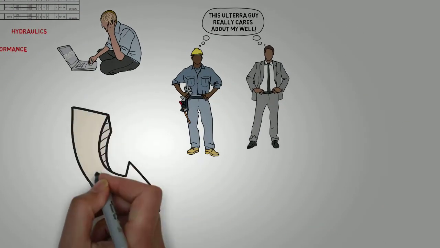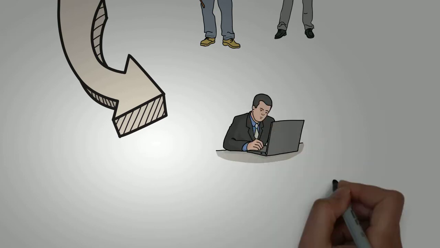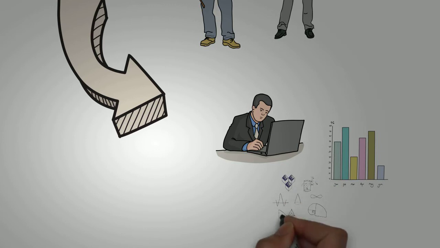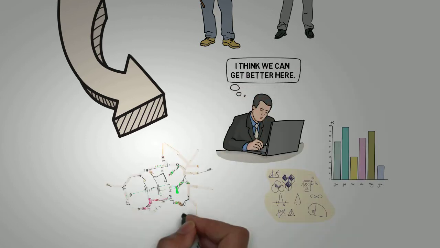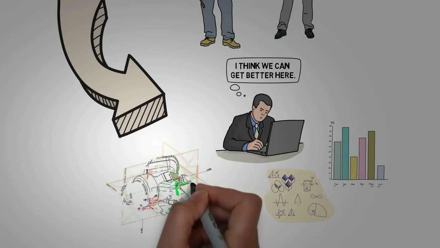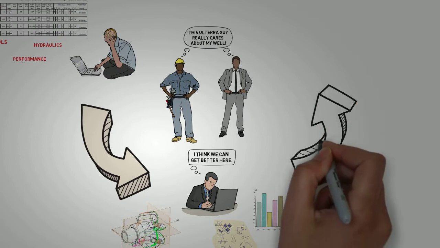Once a bit record is in the system, it can be analyzed by Ulterra engineers. Their detailed analysis allows us to understand both good and bad performance, diagnose causes, and make improvements. We use this information to both improve our products and share with our customers to improve their operations.